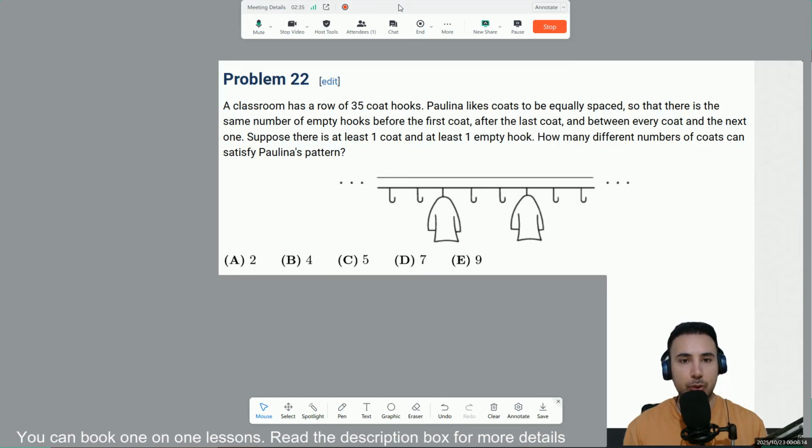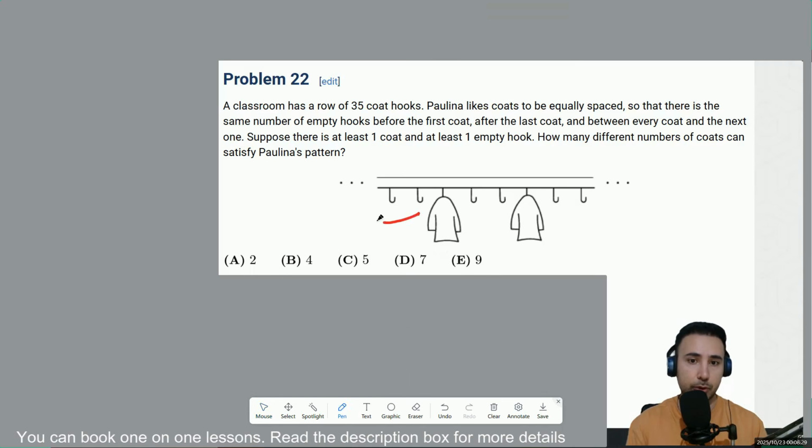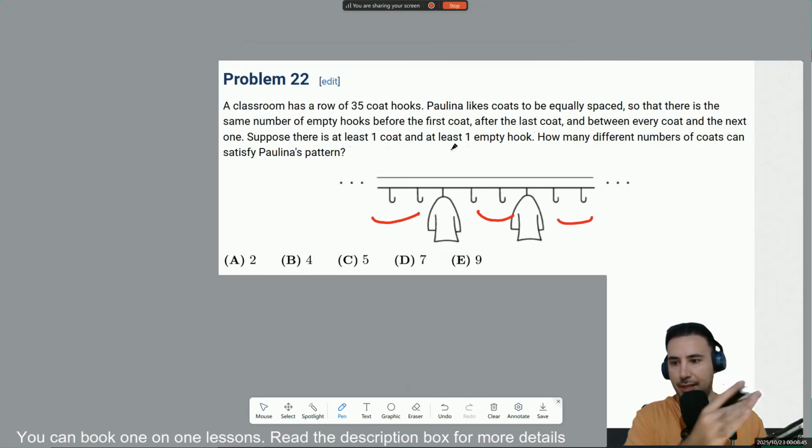The classroom has a row of 35 coat hooks. P likes coats to be equally spaced, so that there is the same number of empty hooks before the first coat, after the last coat, and between every coat and the next one. Suppose there is at least 1 coat and at least 1 empty hook. So all 35 coats cannot be on. How many different numbers of coats can satisfy P's pattern?